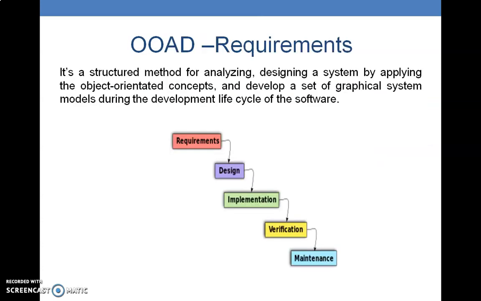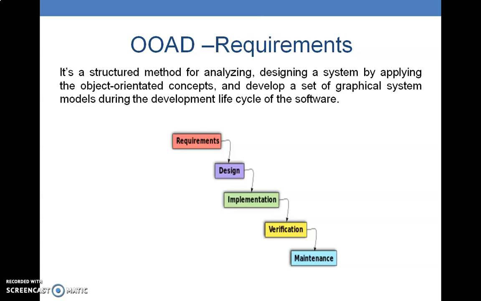Then we'll come to the requirement of OOAD, that is object-oriented analysis and design. This is the process for designing software: requirement, design, implementation, verification, and maintenance. Come to requirement. If you design software, first we need requirements, that is front end and back end. For the front end, we need object-oriented programming like Java, C, C++, etc. Then the back end is database storage, for example Oracle, DB2.